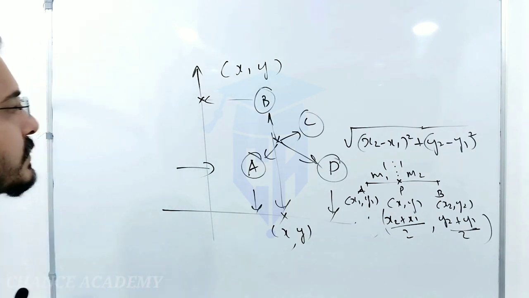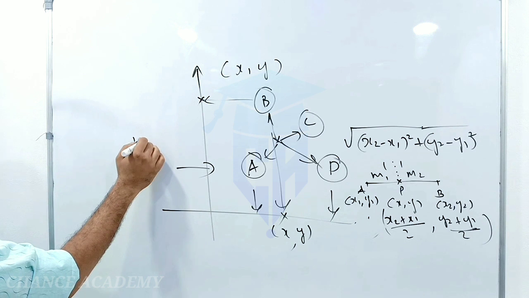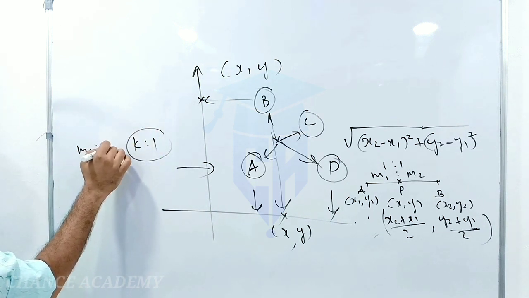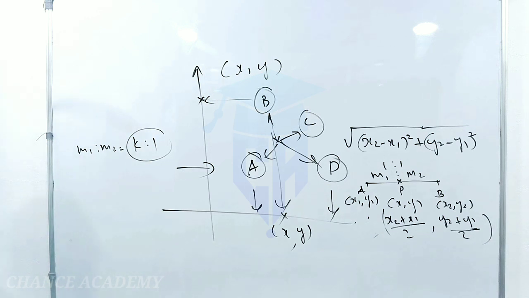And if the ratio is not given in the question, you must find the ratio by substituting m1 is to m2 as k is to 1. These are things you need to remember, and you need to focus on these types of question, and that will be there for sure.